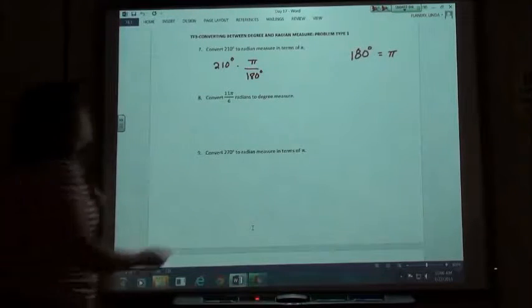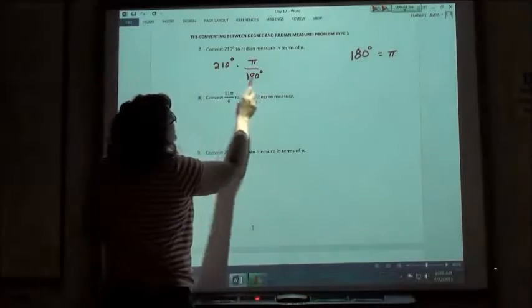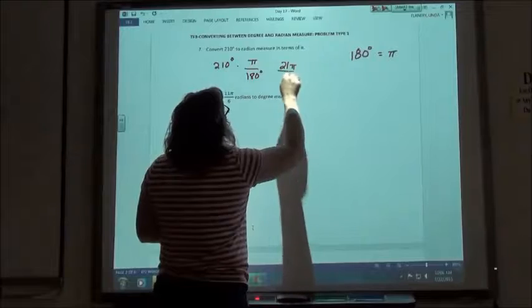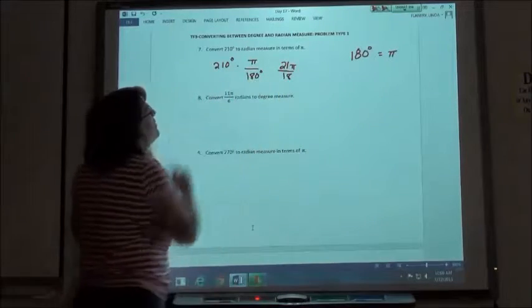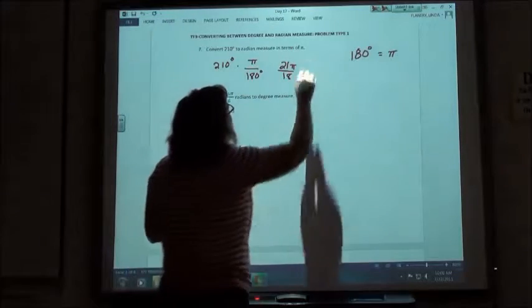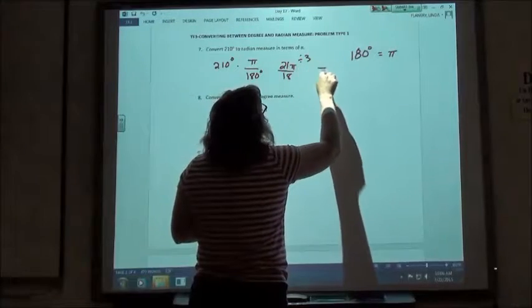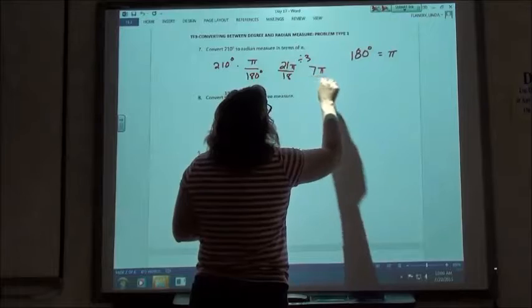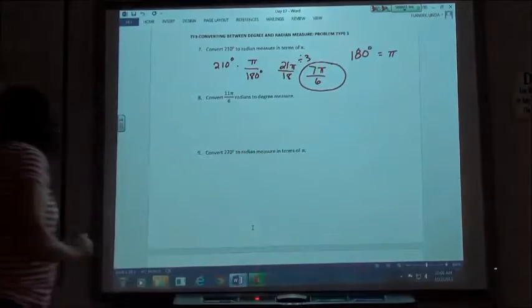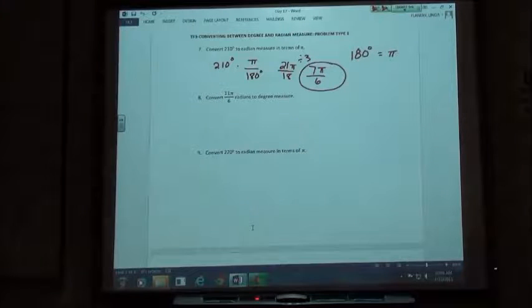So in this case, if I was simplifying this, obviously I could cross off the 0 and make it a little shorter, 21 pi over 18, dividing those each by 10. I look again and say, oh, I can divide those each by 3. So if I divide by 3, 7 pi over 6. So 7 pi over 6 radians would then be my measure.